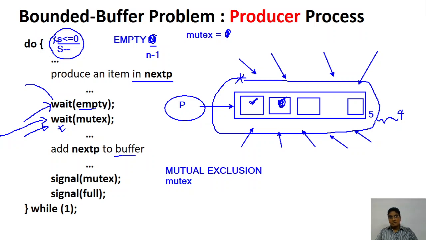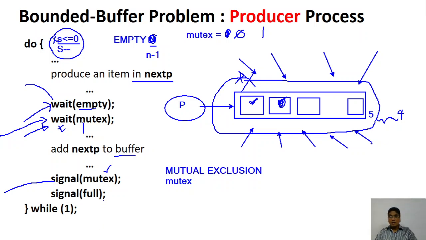Once you have successfully placed your item, unlock it so that others can enter. How do you unlock it? Remember, when you lock it, the mutex will be 0. Then you call signal on mutex. What will happen? Mutex will be 1. So what is the meaning of 1? 1 means that if anybody is waiting over here, they can enter. If it was 0, anybody who was waiting here can't enter. You just signal it so that others can enter.